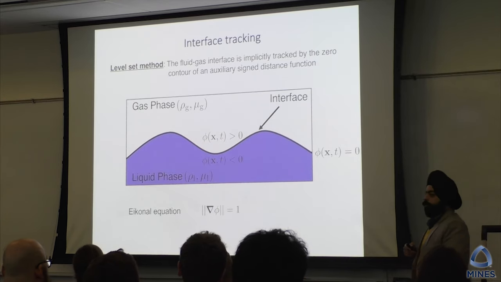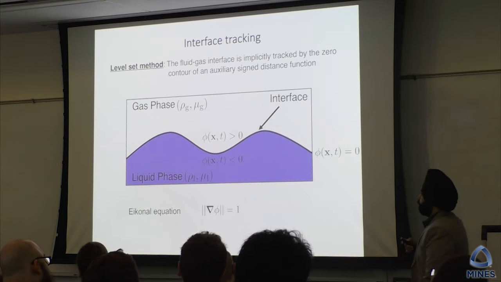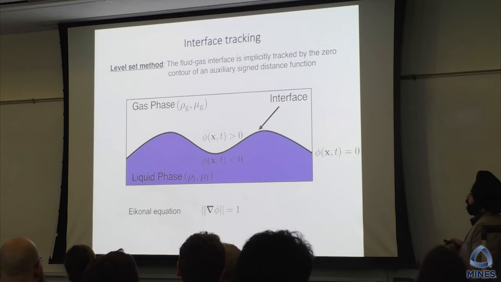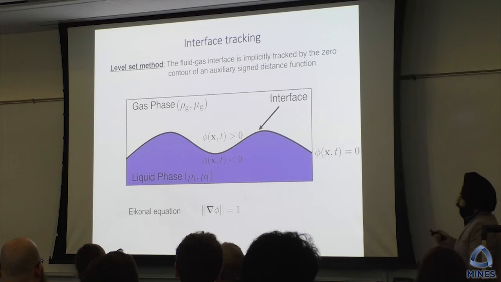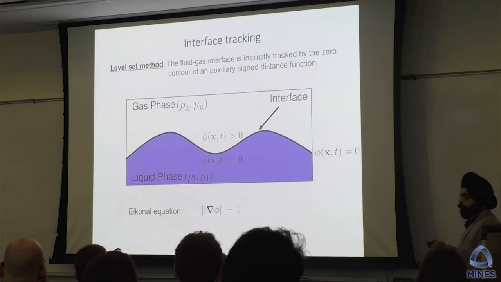We use a level set field to track interfaces between different phases. So briefly, level set is a signed distance function that satisfies the eikonal equation. The value of level set is negative in phase 1, positive in phase 2, and wherever level set is 0, that gives us the implicit definition of the interface.